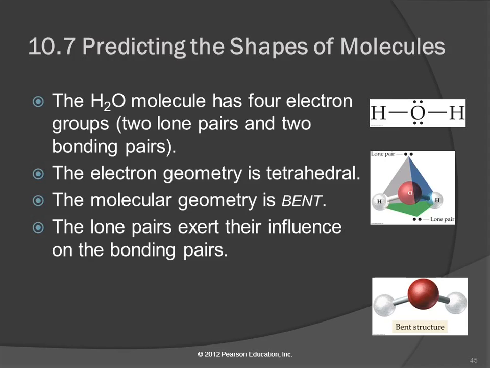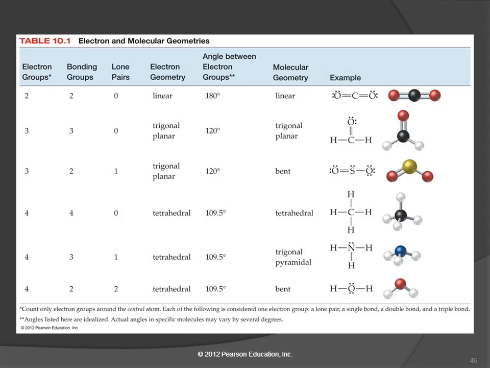Trigonal, pyramidal, and all these fancy names, and then there's bent. Yeah, it looks like a line that's bent. But that's water. It's bent. So this table in your book summarizes all of these different possibilities. And that can look a little daunting to memorize, right?